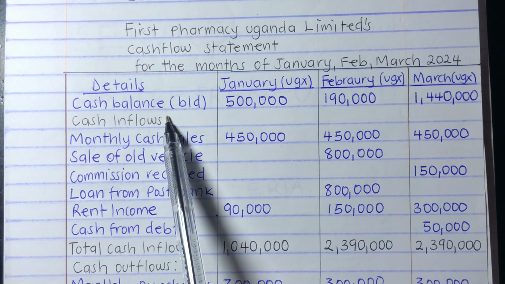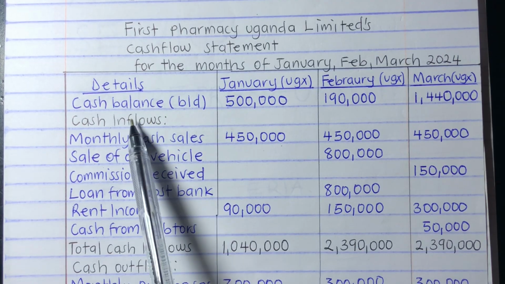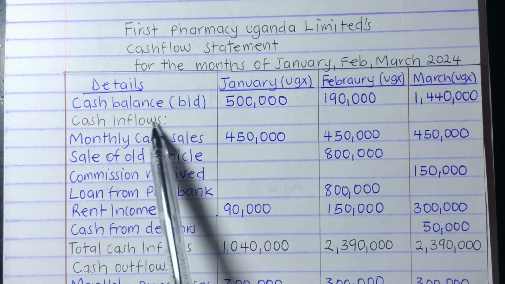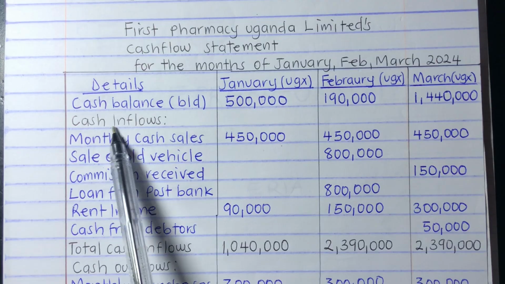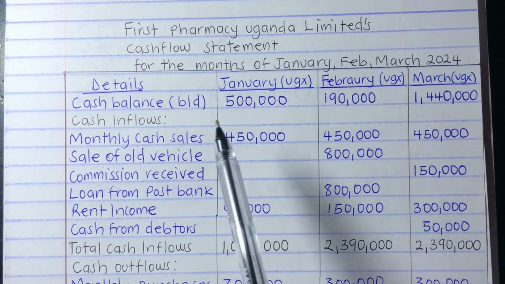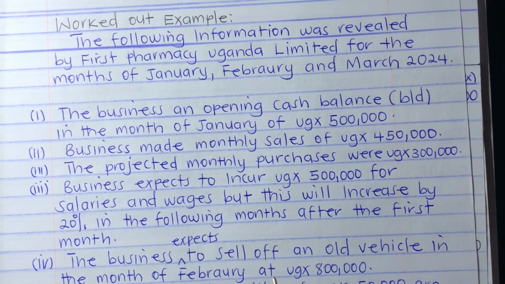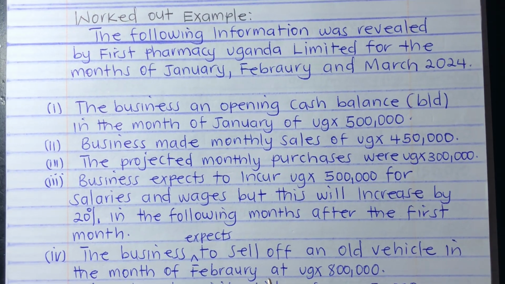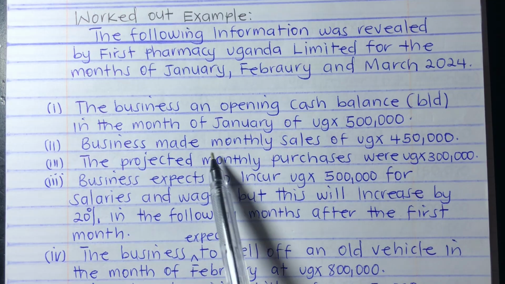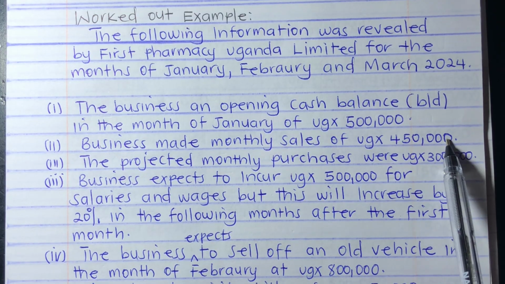We said cash inflows are those incomes that are going to be received by a business in a given period of time. So we first track the transactions that brought money into the business. Following our example here, we had the business made monthly sales of UGX 450,000.